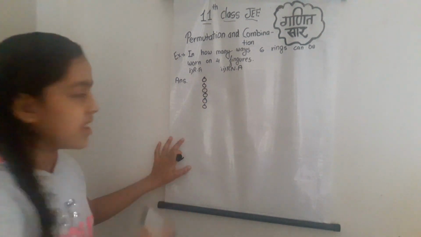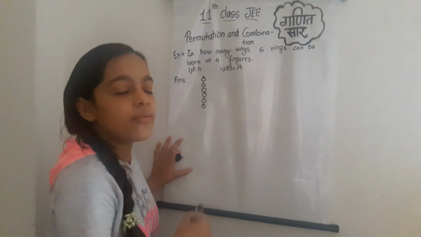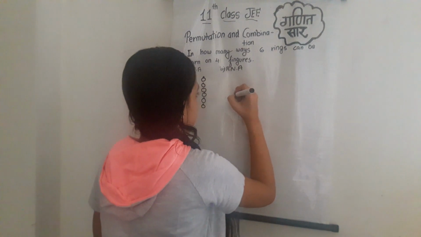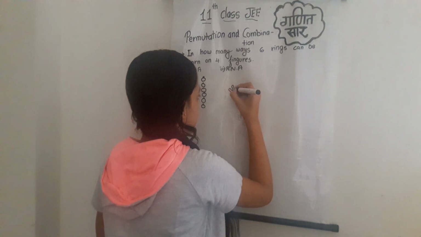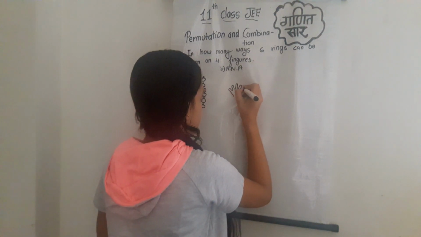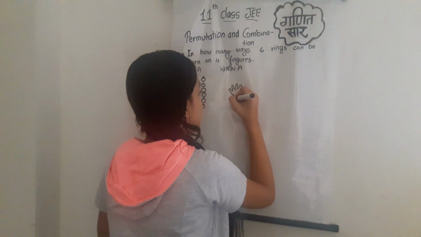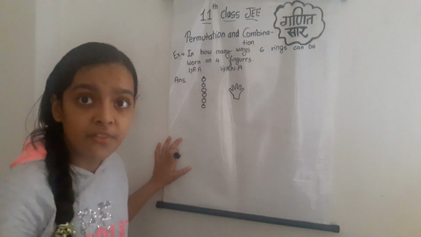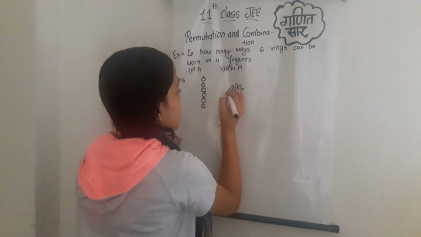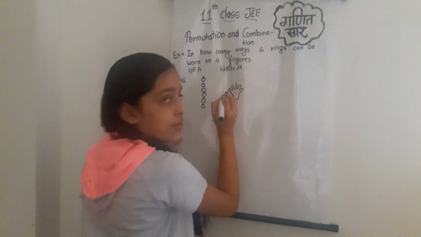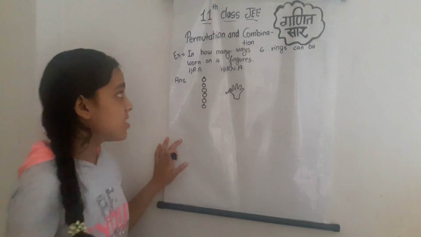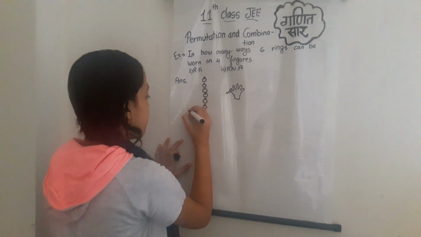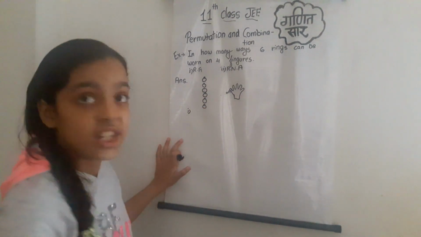So these are the 6 rings. And now we will draw fingers. But our hand has 5 fingers, so we don't have to use this one. Okay, we will not use this one. So let's solve. In the first part we will solve with repetition allowed.